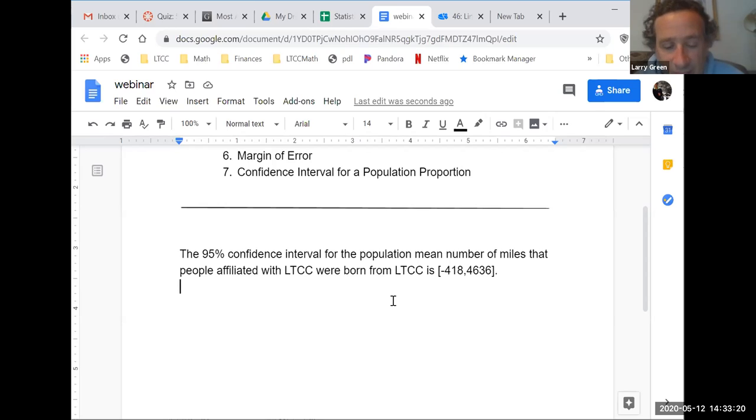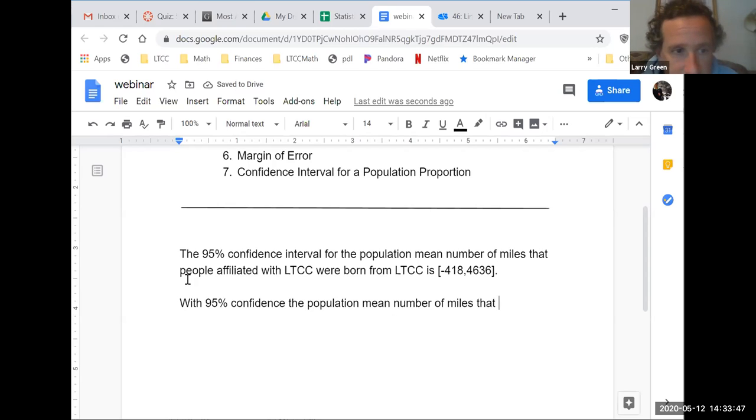So let's write this down, is that we can say with 95% confidence, the population mean number of miles that, and let's copy this out so I don't keep writing it.